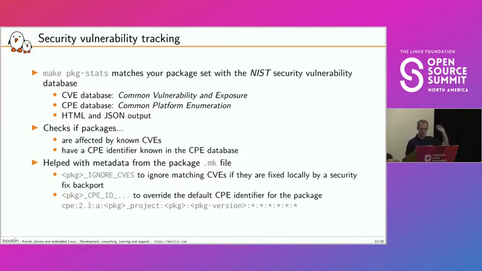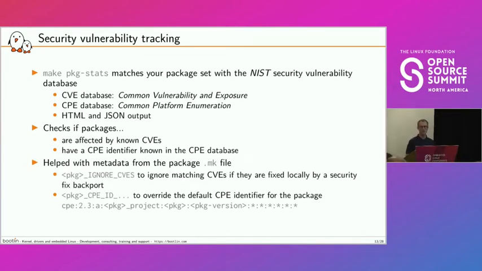2.3:a, and then the name of the kind of organization that provides this software package, then the name of the software package itself, then its version, and there's a whole bunch of other metadata. So by default, Buildroot is going to come up with a default value for that, but it may be wrong, right? So the default value is that one. So for the OpenSSL package, it would be cpe:2.3:a:openssl_projects:openssl and then its version, which probably is not the one that's used in the NIST CPE database.